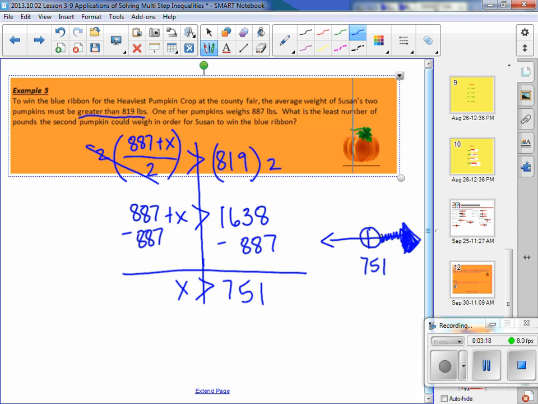Okay, now the question is, and I want to make sure you would know how to answer it. It says, what is the least number of pounds the second pumpkin could weigh in order for Susan to win the blue ribbon? Can it weigh 751? Is 751 a solution? It has to be something greater than 751, right? So 752, or maybe like 751.1, but not 751 exactly. It has to be something greater than that. Yeah, it doesn't have the equal to underneath. Exactly.